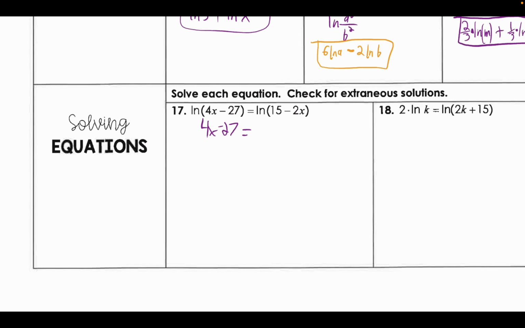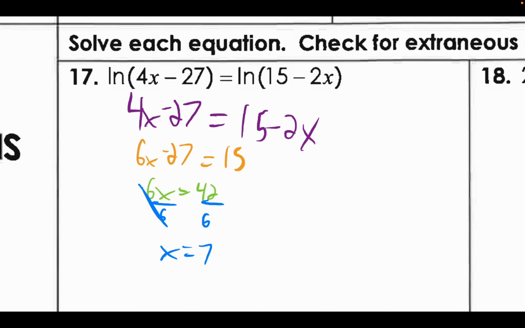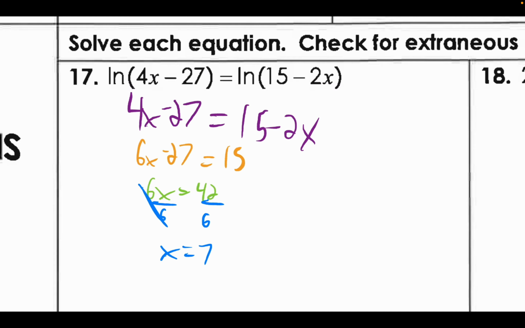4x minus 27 equals 15 minus 2x. And now we start solving what's here. So I'm going to move my x's together by adding 2x to each side and get 6x minus 27 equals 15. Add 27 to each side and get 6x equals 42. Divide both sides by 6, and I get x equals 7. And before I box that, I do check, hey, if I plug in 7 to both of these logarithms, do I get the log of a negative? And neither one produces a negative, so we're fine.